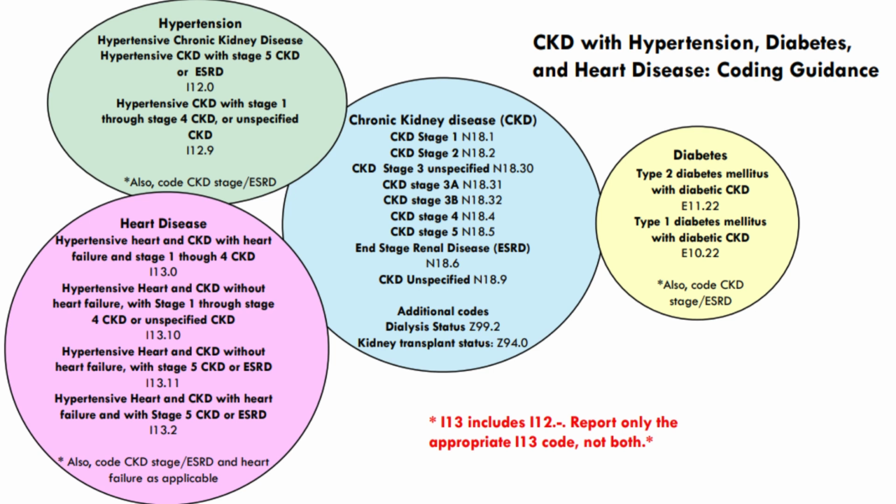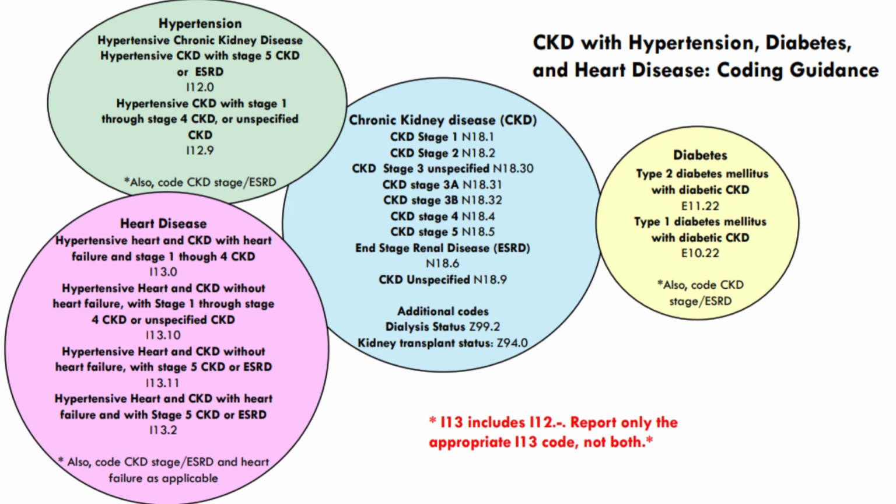Accurate coding for CKD and its comorbidities is essential for compliance, reimbursement, and patient care. Remember these tips. Always document the CKD stage using the correct N18 code. Code comorbid conditions together. Diabetes and CKD use E11.22 or E10.22 based on the type of diabetes plus the CKD stage. Hypertension and CKD use I12 plus the CKD code. Use I13 for hypertension, heart disease, and CKD.